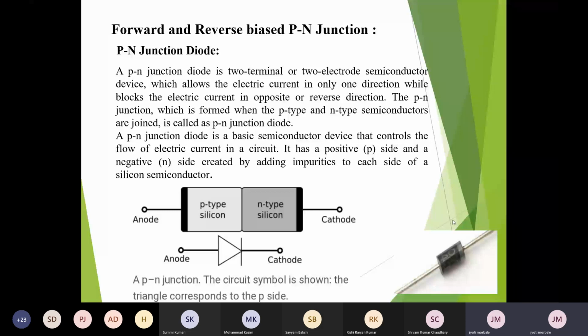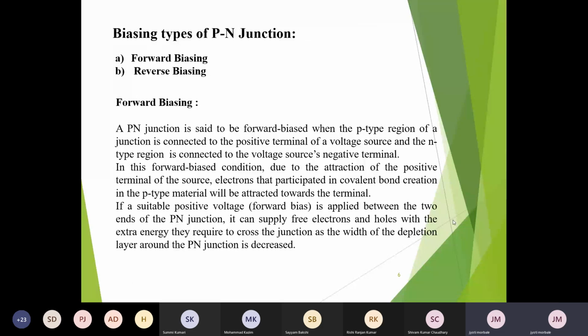Remember, biasing is a process of applying external DC voltage to the diode. So biasing means we are applying external DC supply to the diode so that there should be current flow through the device. So biasing can be done in two ways. One is forward biasing and another one is reverse biasing. Forward biasing we will see first. What is meant by forward biasing?